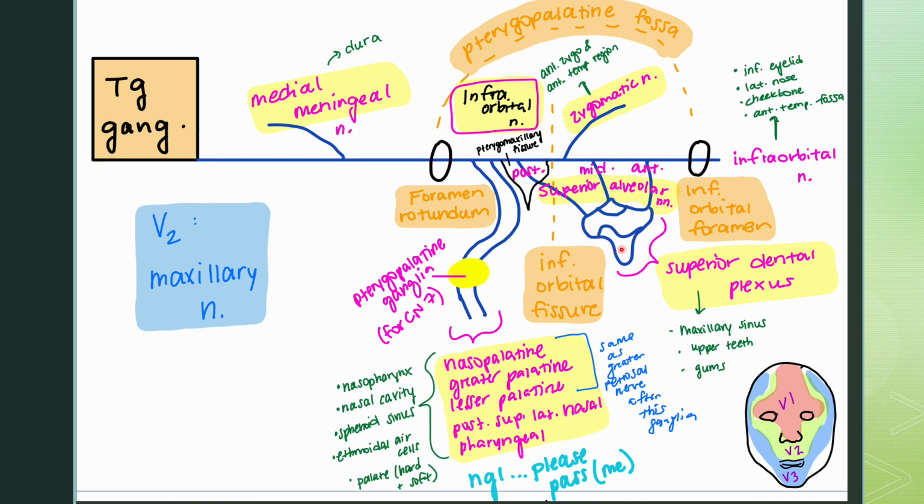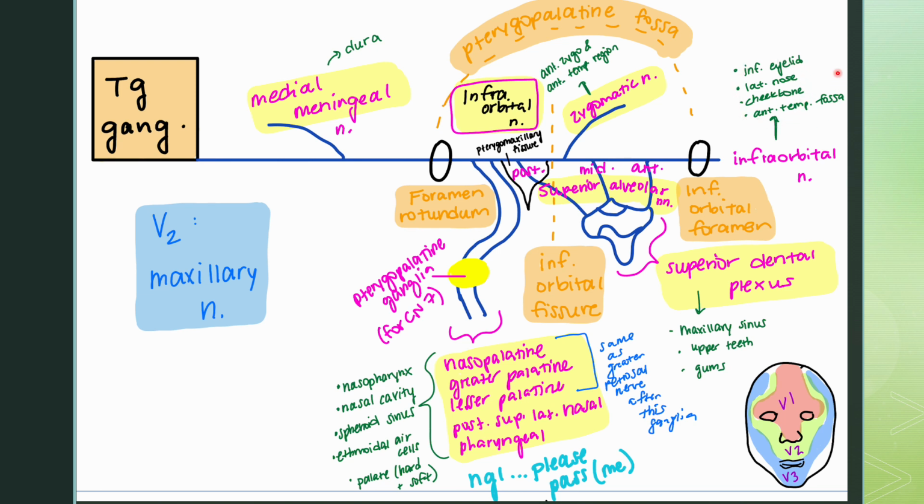And when you think about what that's giving sensation to, it's the maxillary sinus in the maxilla, the upper teeth, and the gums. So that checks out. That's all between the inferior orbital fissure and coming out of the skull, the inferior orbital foramen. The only thing that goes through there is the infraorbital nerve, and that you saw on the outside of the skull in lab. And what that is left to supply is the inferior eyelid, the lateral nose, the cheekbone, and the anterior temporal fossa.